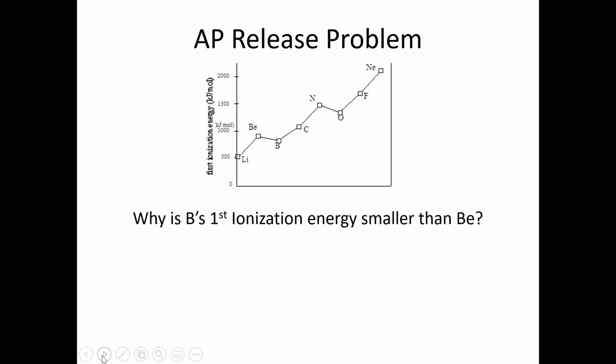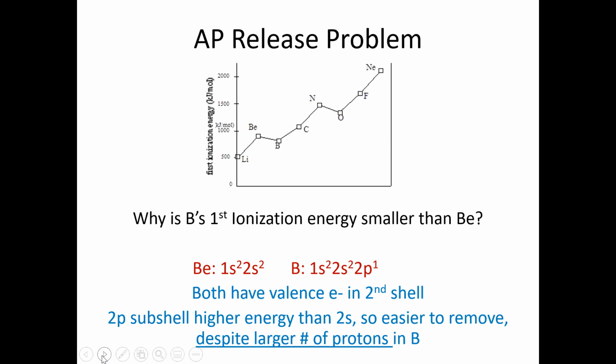And again, these two scenarios are also an example from an old AP release problem. So beryllium versus boron, they both have their valence electrons in the second shell. So you're trying to figure out what's different about them. Well, we can see that boron's valence electron, the first electron to be removed, is actually in a 2p, which is slightly easier to remove. It's slightly higher energy. That just means it's basically further from the nucleus, which makes it easier to remove.